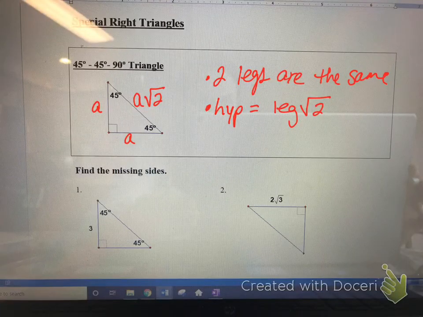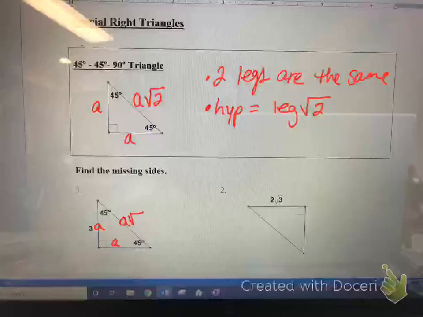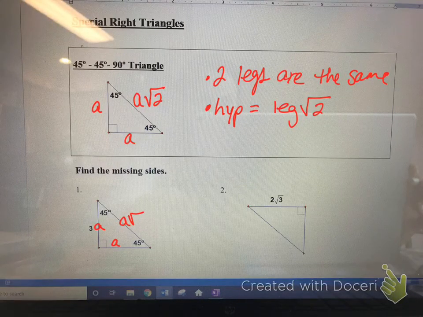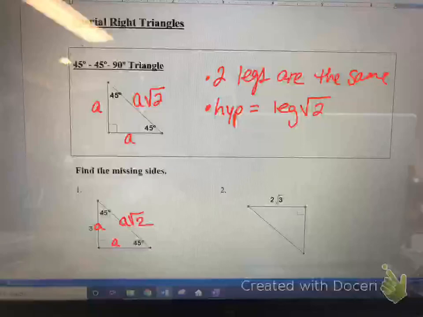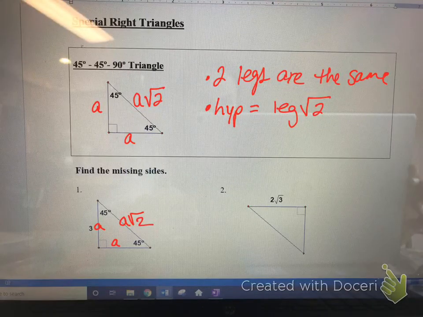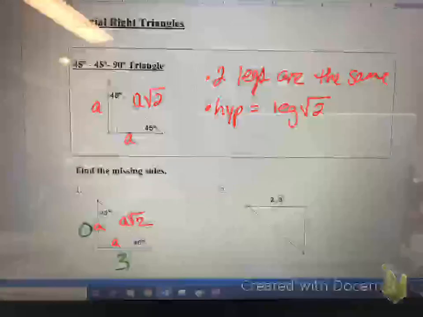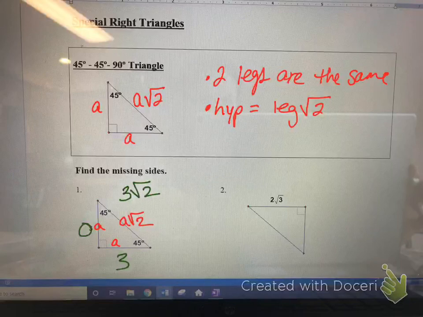So for number 1 here, these are my 2 legs. So this one is my hypotenuse, which would be a root 2. So if my side is 3, that tells me this side is already 3, this side is also 3, this side is 3 root 2.